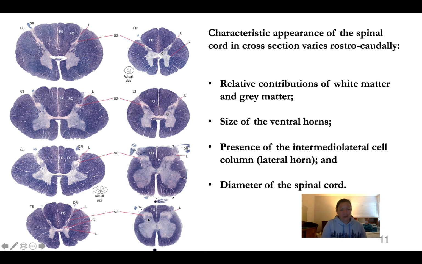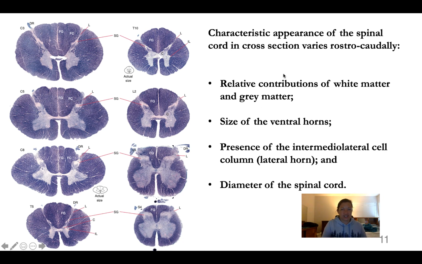When I say large, I'd like you to pay attention to the actual size, right? So in your book, at actual size, I may have manipulated the size of this image, but the spinal cord is tiny. The maximum diameter is about the diameter of your pinky finger, and even then I think that's generous. So this is a tiny, tiny structure we're dealing with. But it's largest in the cervical regions and smallest in the sacral region.